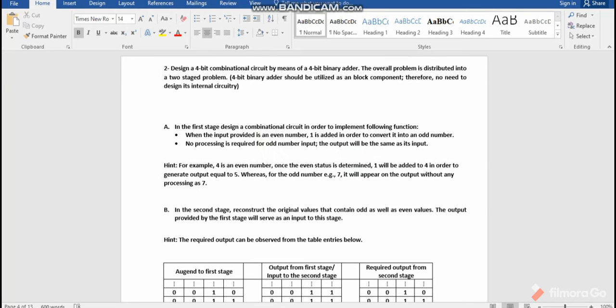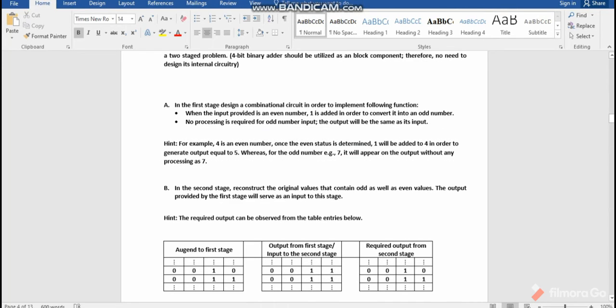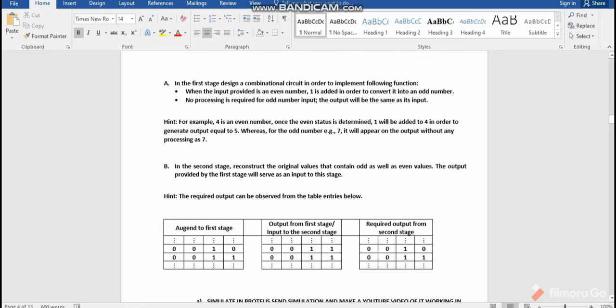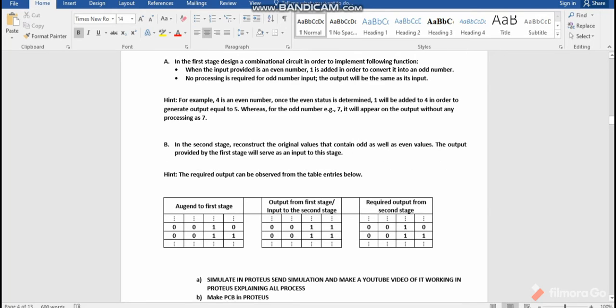Now we will come to our second question, which is to design a 4-bit combinational circuit by means of a 4-bit adder. The overall problem is distributed into a 2-stage problem. There are some requirements which our sir gave us. In the first stage we have to design a combinational circuit to implement the following function. When the input provided is an even number, 1 is added in order to convert it into an odd number. No processing is required for an odd number input. The output will be the same as the input.